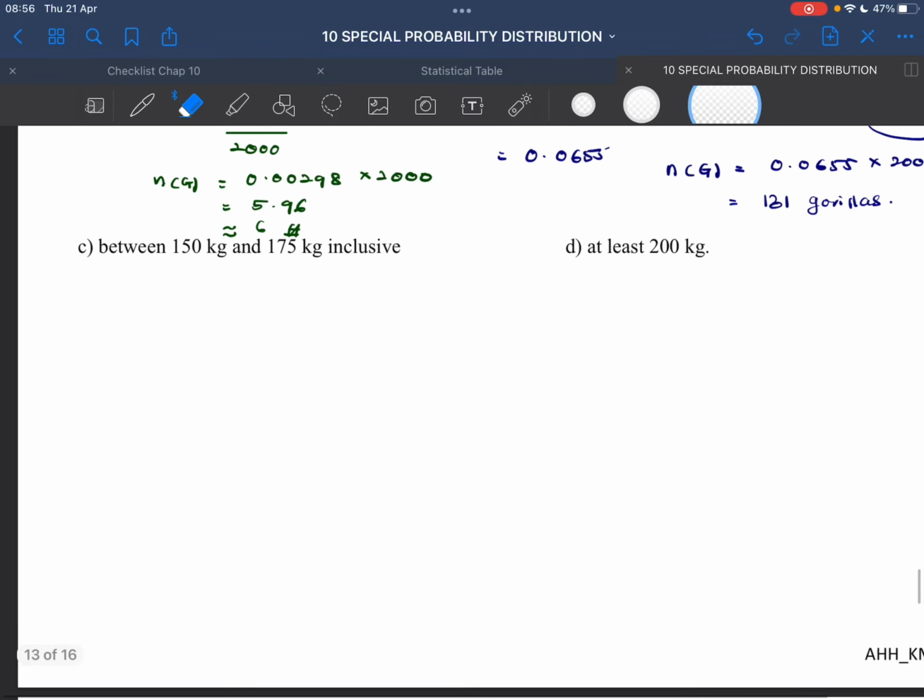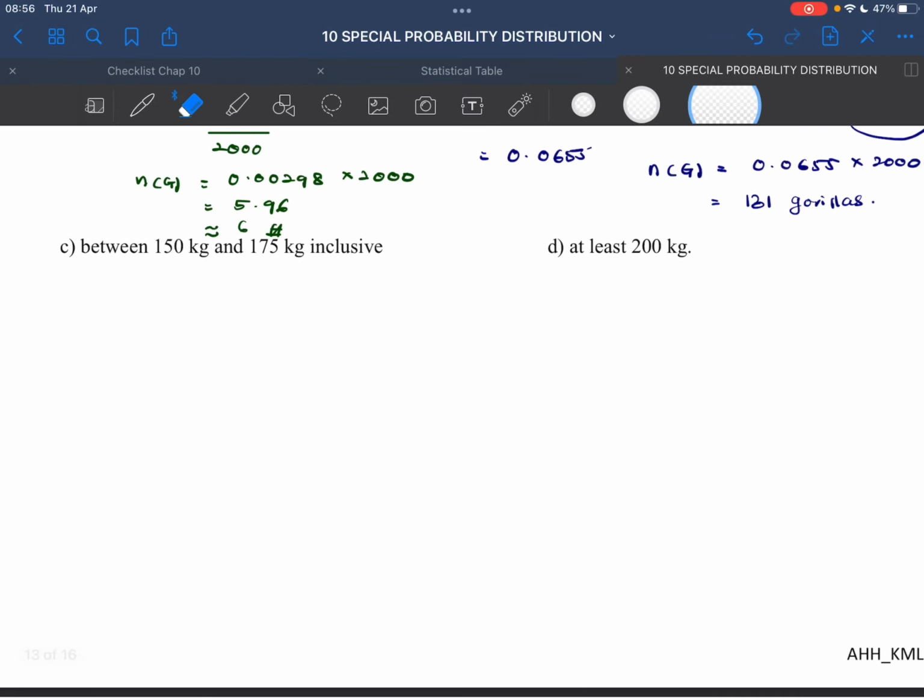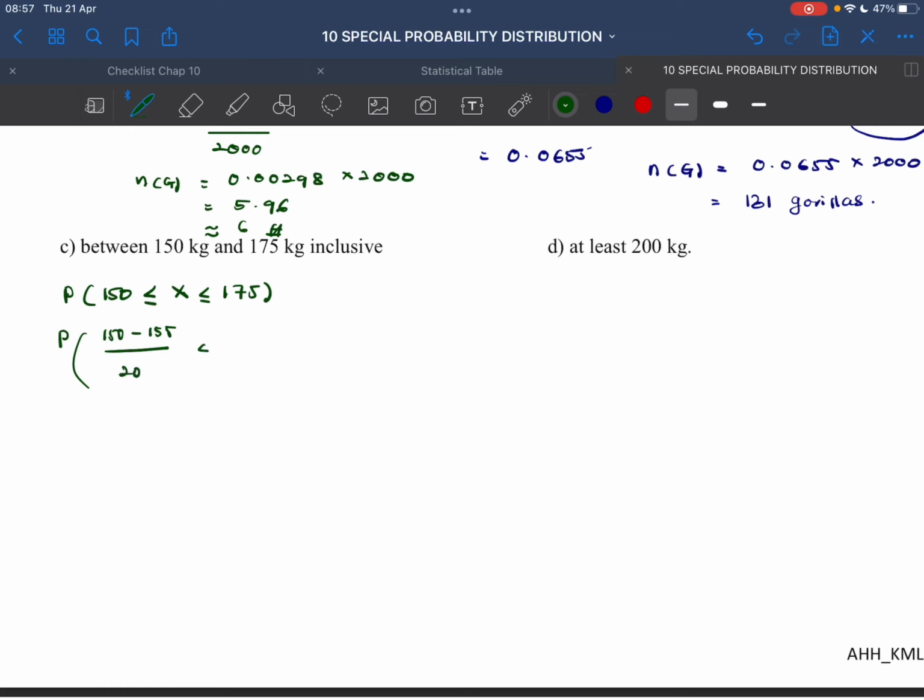Okay, so let's see the last question, asked about between 150 and 175 inclusive. Inclusive means both have equal. So we have 150 X. Remember, this represents your X, not Z, so we have to change to Z. We have 150 minus the mean 155 over 20, and this one is Z. We have 175 minus 155 over 20. Put that in your calculator. We should have negative 0.25 and here is 1.